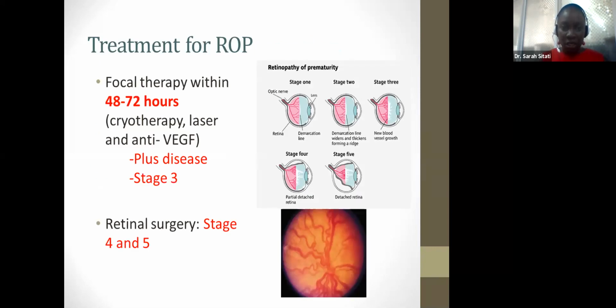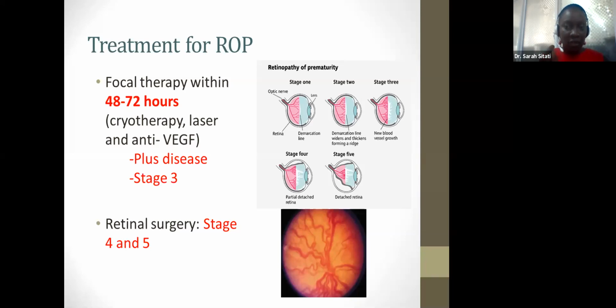So how do we treat retinopathy of prematurity? Anything with stage 3 or above stage 3, or with plus disease, we have to treat. And there are different ways we can treat. Most of these procedures can be done on the bedside in the neonatal unit, or they can be done in theater if it is available. So for the focal therapies, we have 3 major ones: cryotherapy, laser therapy, and anti-VEGF therapy.